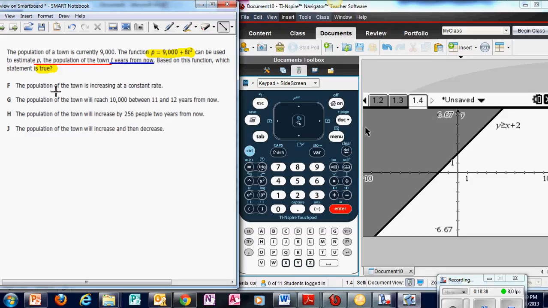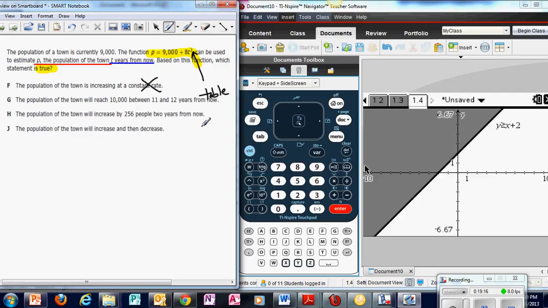From my answer choices, is my population increasing at a constant rate? Well, right off the bat, let me use my pen, I see x squared. That's quadratic. That already lets me know it's not going to be constant. It's either going to increase and decrease or decrease and then increase. So that's not going to work out. Giving me a specific number to look for, I can do that in a table. So I'll utilize that in a minute.